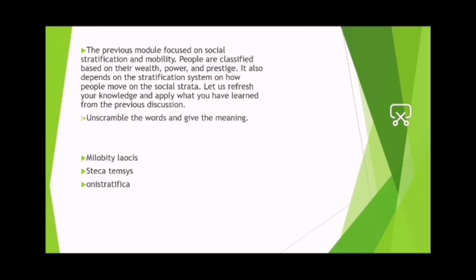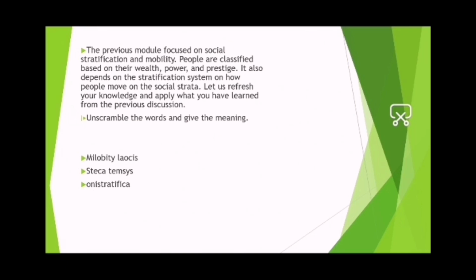The previous module focused on social stratification and mobility. People are classified based on their wealth, power, and prestige. It also depends on the stratification system on how people move on the social strata. Let us refresh our knowledge and apply what we have learned from the previous discussion by unscrambling the words and giving the meaning. Number one, social mobility. Next, caste system. And the last word is stratification.